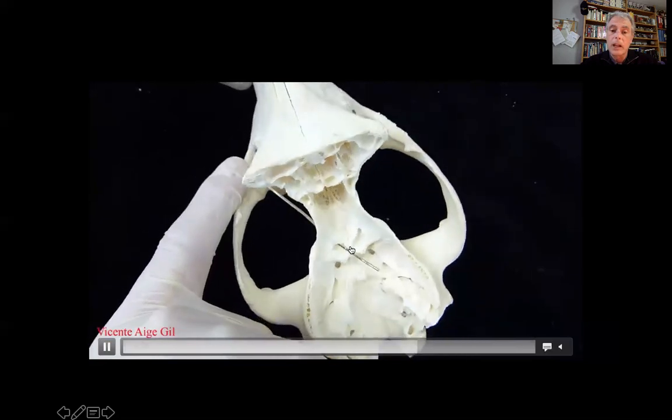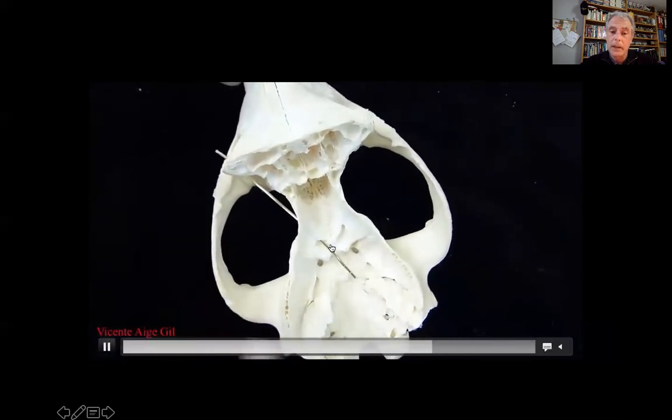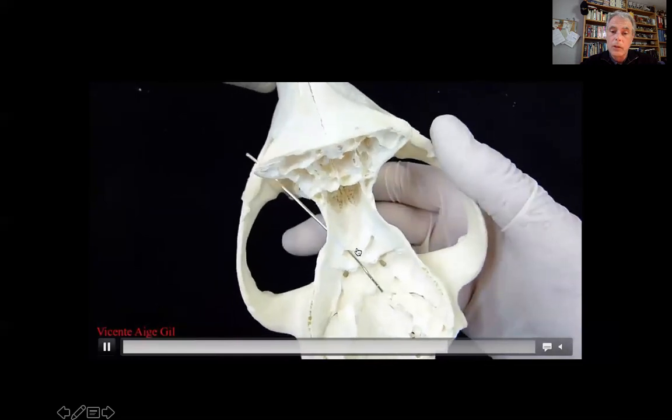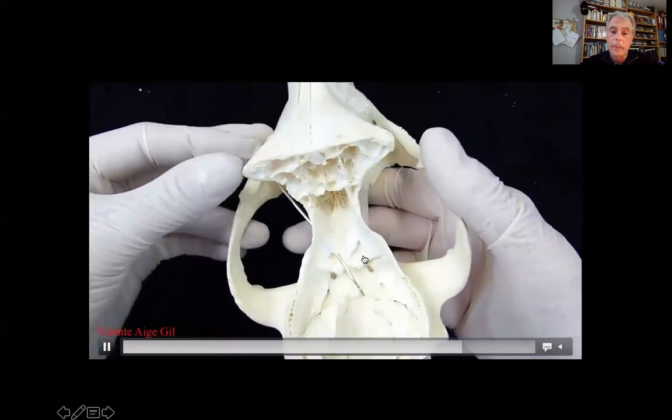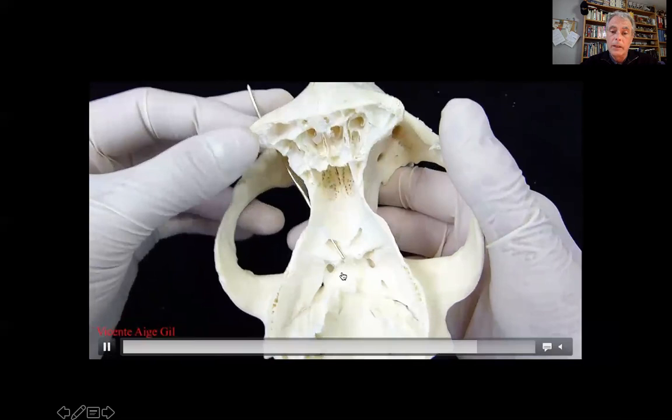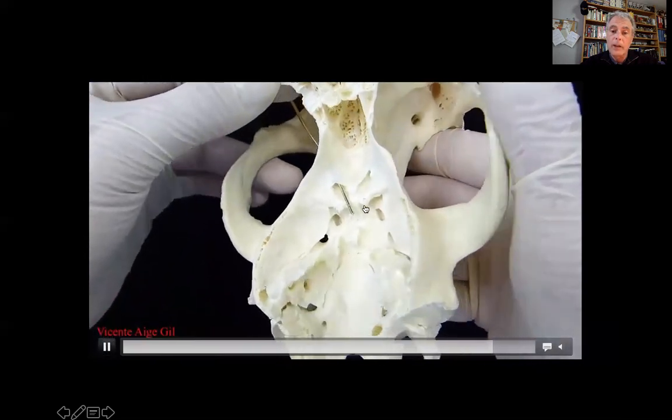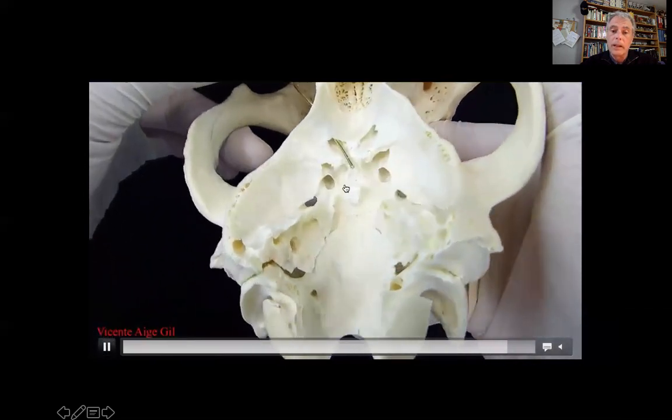This is the optic chiasm here, caudal to the jugum sphenoidale. And you have there the clinoid processes, the rostral ones. Here is the sella turcica.